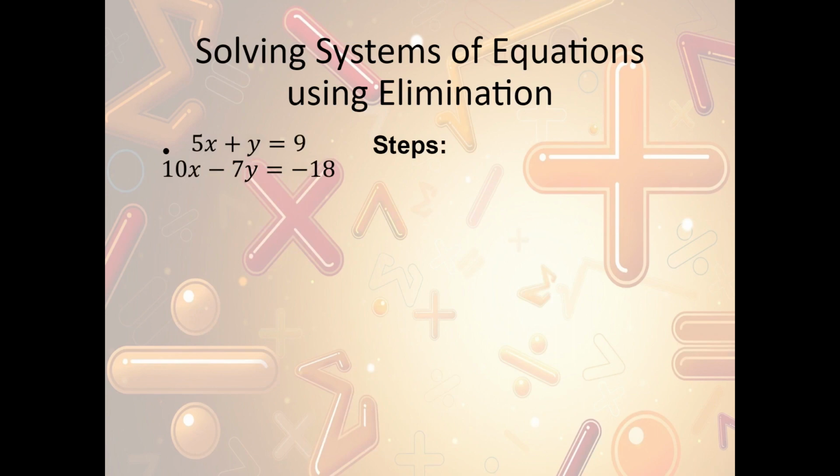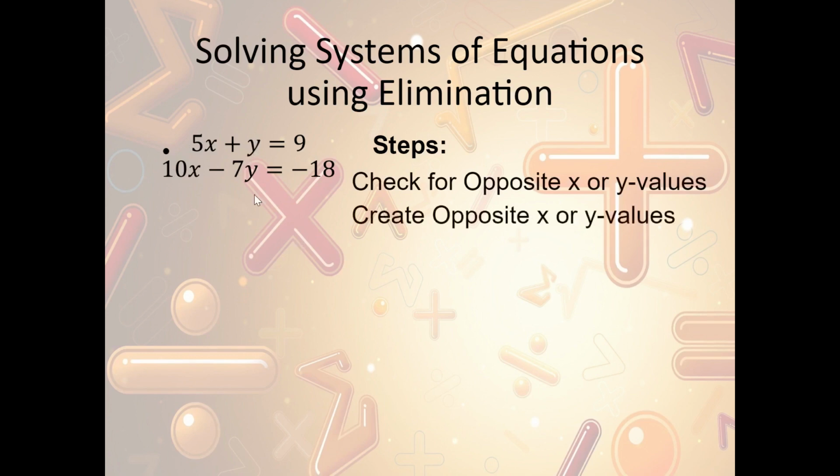Let's look at another example. We have 5x plus y is equal to 9 and 10x minus 7y is equal to negative 18. So again, check for opposites. Well, 5 and 10 are not opposites, and 1 and negative 7 are not opposites. So I need to create opposites. So I could multiply this one here by negative 2. That would give me negative 10x and 10x. Or I could multiply it by 7, and that would give me 7y and negative 7y.